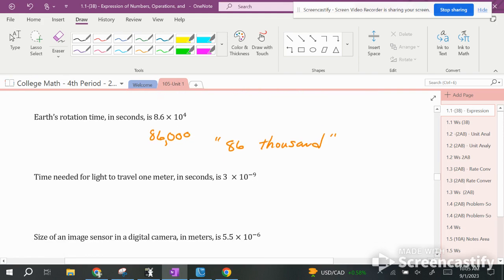Did you know that? All right, time needed for light to travel 1 meter. This is 1 meter, ish. For light to go from here to here, it takes 3 times 10 to the negative 9 seconds. So I have a negative exponent this time. Okay, we're going left. So now we're talking about a really tiny number, right? If my decimal is normally right here after the 3, I'm going to go 1, 2, 3, 4, 5, 6, 7, 8, 9. So my decimal is right here.